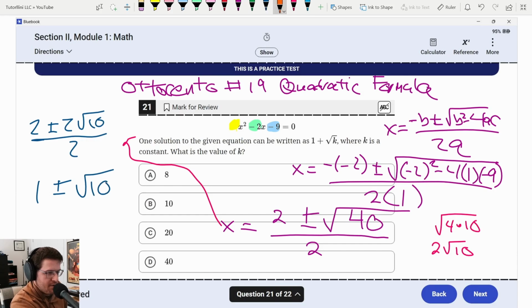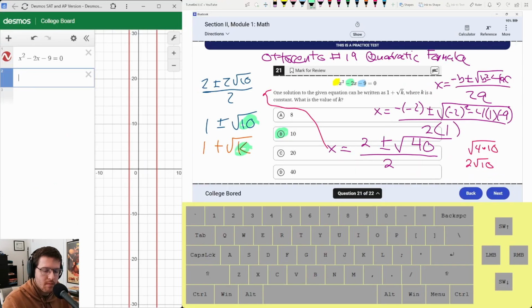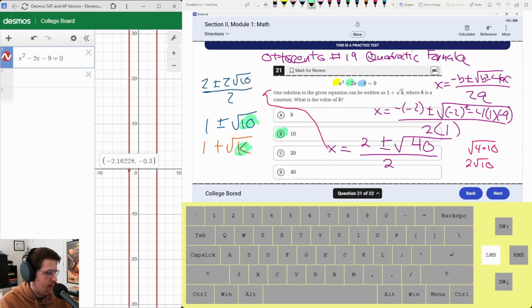And if we hold up the thing from the question, 1 plus root k, hopefully you guys can see that k must be 10, which is choice B. Because this is multiple choice, we can also guess and check using Desmos. Let's go do that. Okay, so I typed in the equation. I'm going to just save the two solutions.